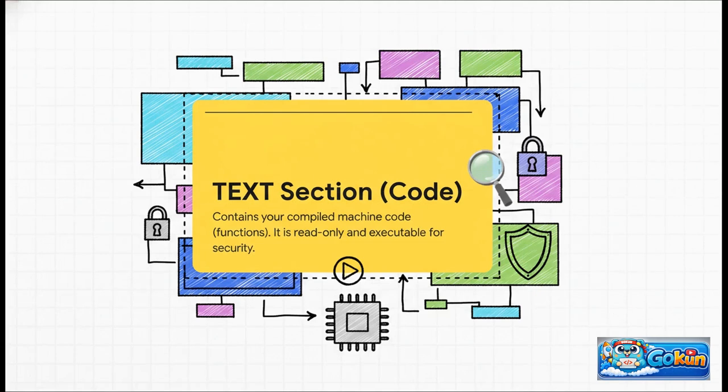The first and maybe most important section is the text section. Now, don't let the name fool you. This has nothing to do with readable text. This is the raw machine code, the ones and zeros that your CPU actually understands. All of your functions, like main.add and main.main from our little example, they all live here. The operating system marks this part of memory as read-only, so your program can't accidentally change its own instructions while it's running. And of course, it's marked as executable, which is what tells the CPU, hey, it's safe to run the instructions you find at these addresses.